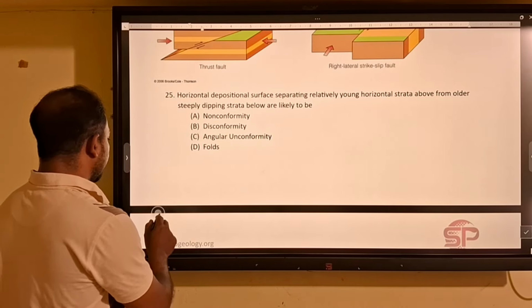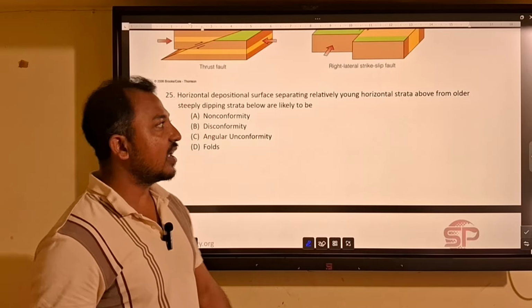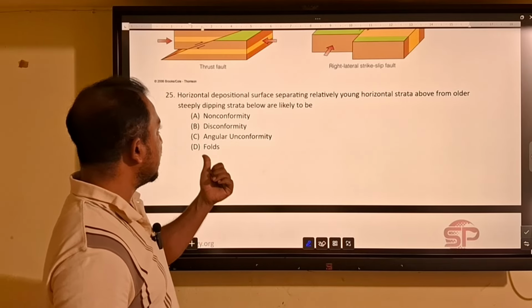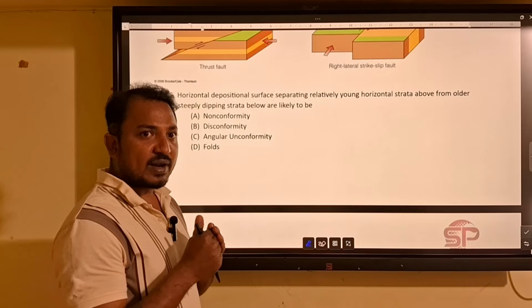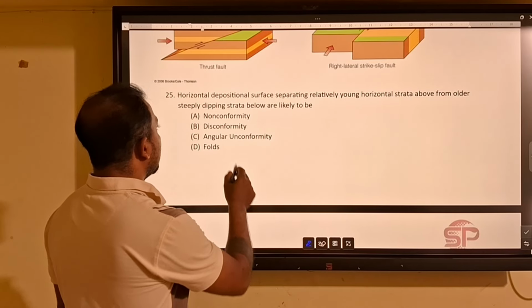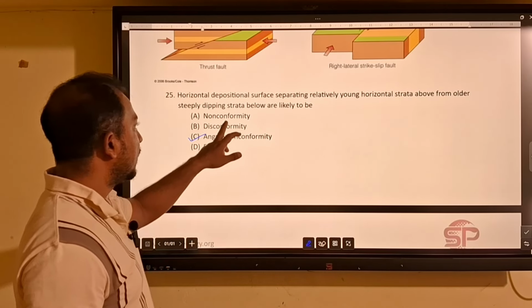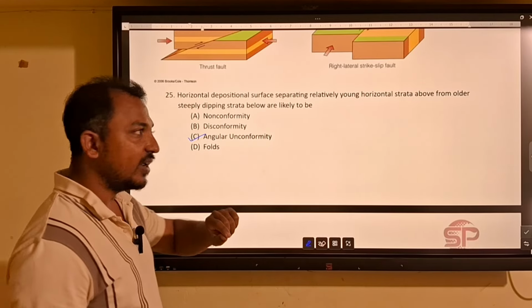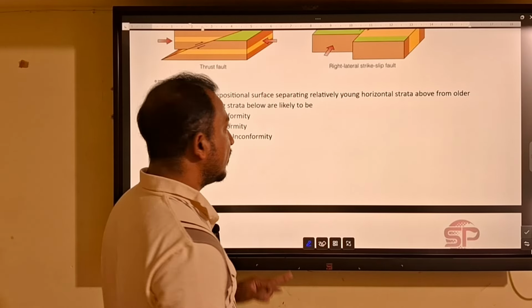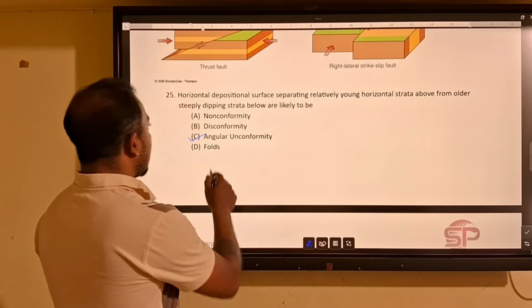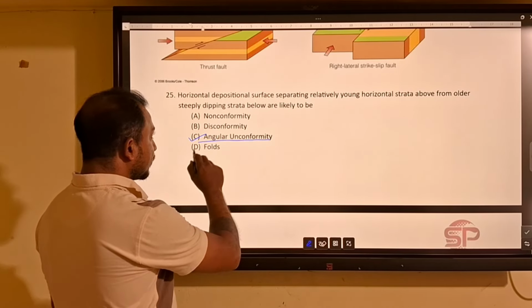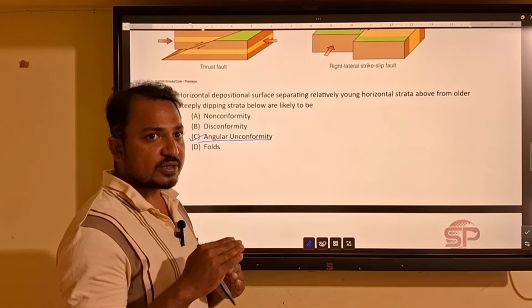When it comes to a horizontal depositional surface separating relatively young strata above from the older steeply dipping strata, I have discussed this condition indicates an unconformity where there is an age gap. If there is an angular relationship between the upper and lower beds, it will be considered an angular unconformity. Nonconformity indicates a heterolithic unconformity. Disconformity is a parallel unconformity where there is a parallel relationship between beds and no steeply dipping strata present. Angular unconformity produces an age gap and also includes tectonic activity, where horizontal beds are deposited over inclined beds.